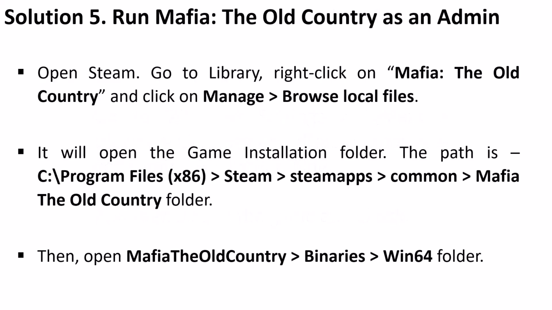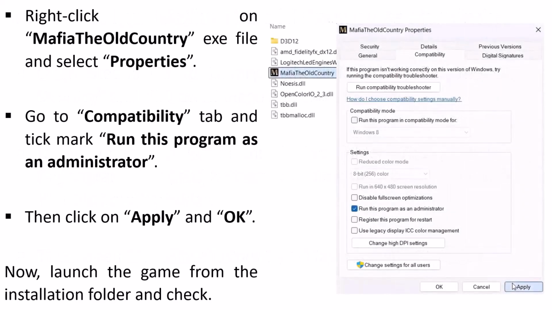Fifth solution is to run Mafia The Old Country game as an administrator. To do so, open Steam, go to library and right click on Mafia The Old Country game and select manage, browse local files. It will take you to the game installation folder. The location is C drive, Program Files x86, Steam, steamapps, common, Mafia The Old Country folder. Now open Mafia The Old Country folder, binaries folder, Win64 folder. Right click on Mafia The Old Country exe file and select properties. Go to compatibility tab and tick mark run this program as an administrator. Then click on apply and hit OK. Then launch the game and check.